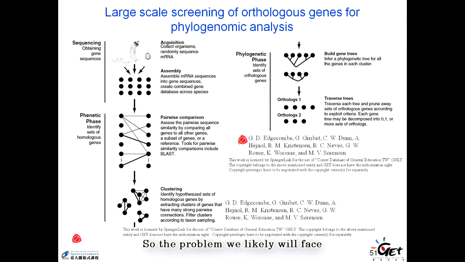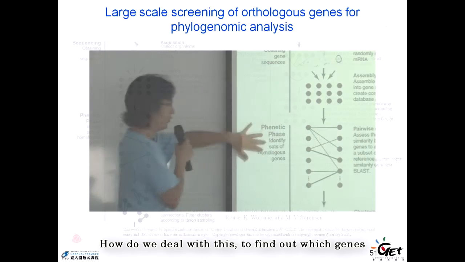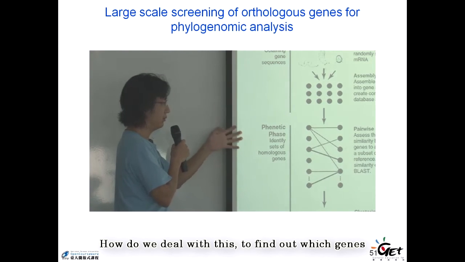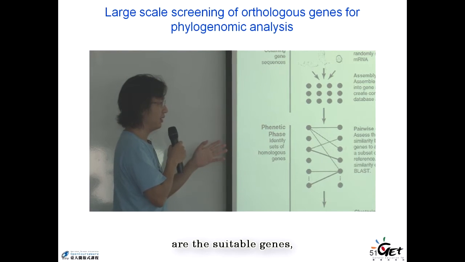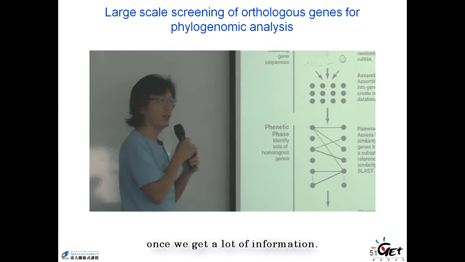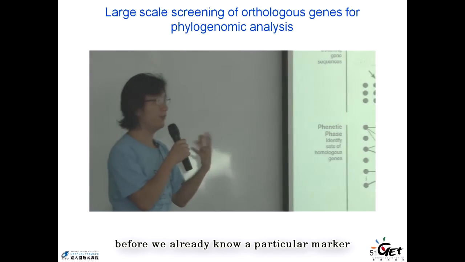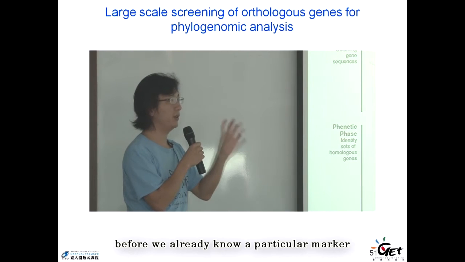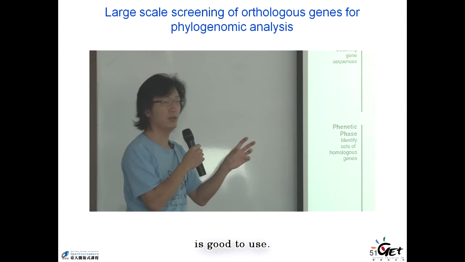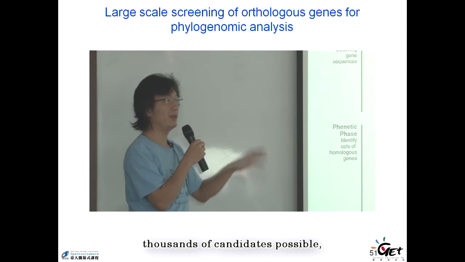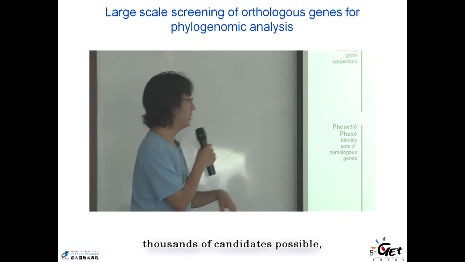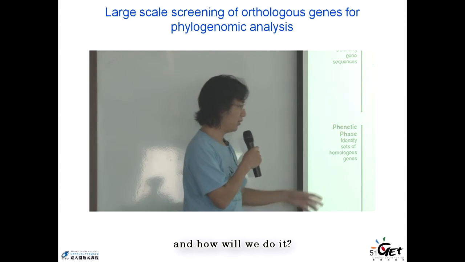So the problem we will likely face is that we get a lot of information quite easily. How do we deal with this to find out which genes are the suitable genes once we have a lot of information? It's not like before, when we already knew particular markers we were good to use. But right now we have thousands of possible candidates, and how are we going to do it?